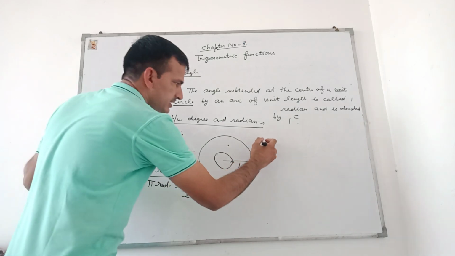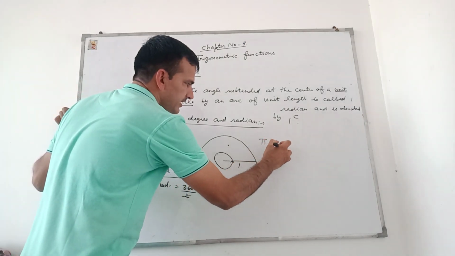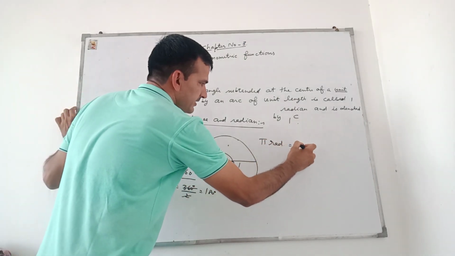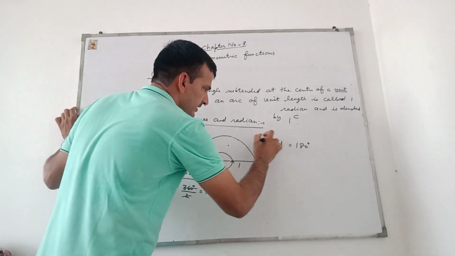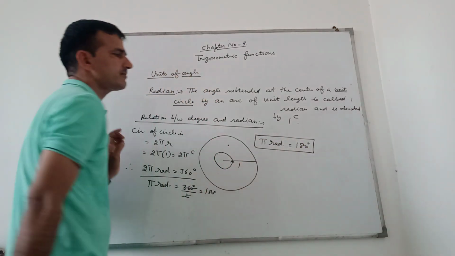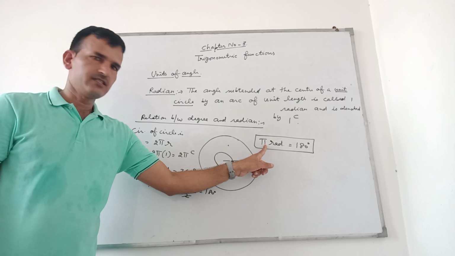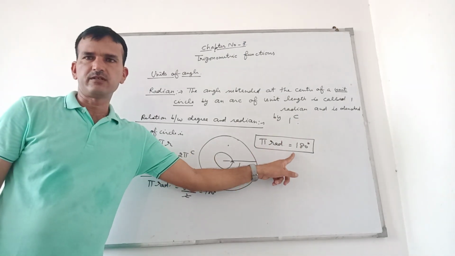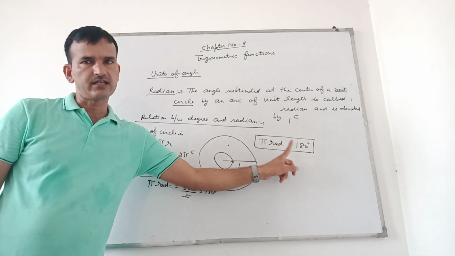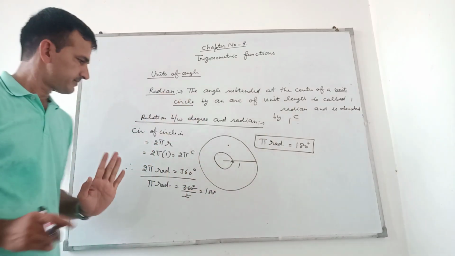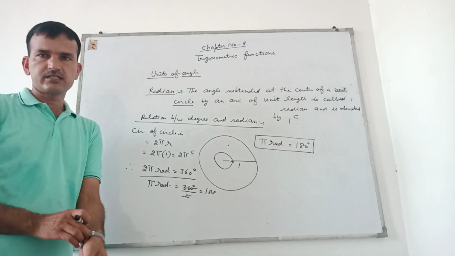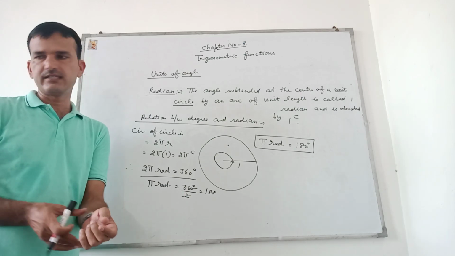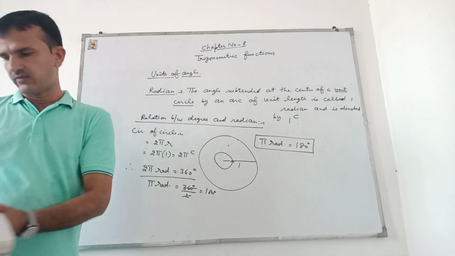तो दिस इज द रिलेशन बिटवीन डिग्री एंड रेडियन. Pi radian is equal to 180 degree. This angle is in radian and this angle is in degree. This is the relationship between degree and radian. Clear? Now we discuss some questions of exercise 3.1.